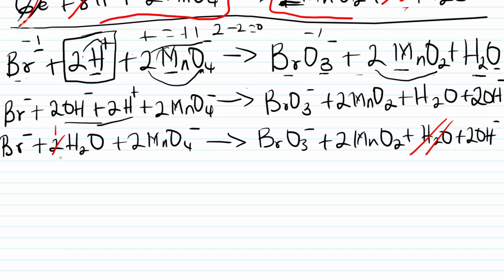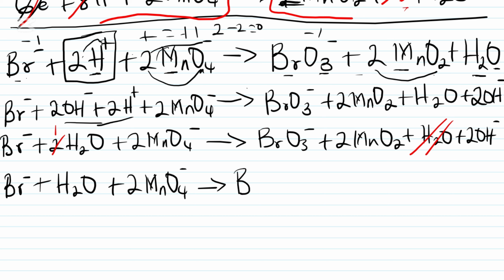Now, let's rewrite the equation again. We have Br⁻ + H₂O, instead of writing a 2, + 2MnO₄⁻, you put your arrow. Here we have BrO₃⁻ + 2MnO₂ + 2OH⁻. We're basically copying everything down, and instead of writing the H₂O, which we've already cancelled, you now ignore it and write 2OH⁻.